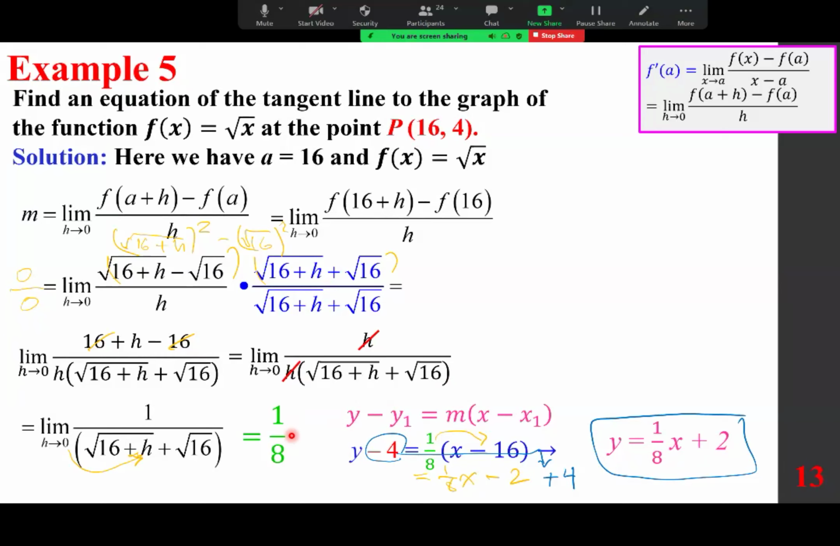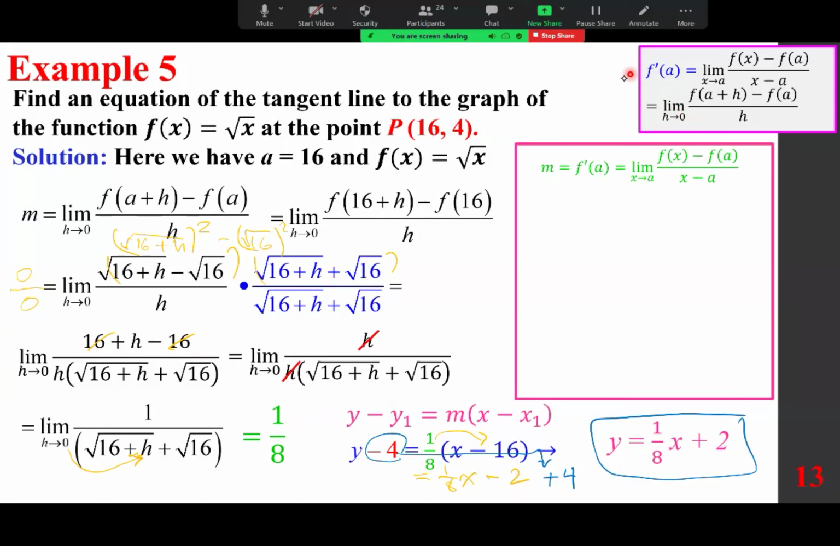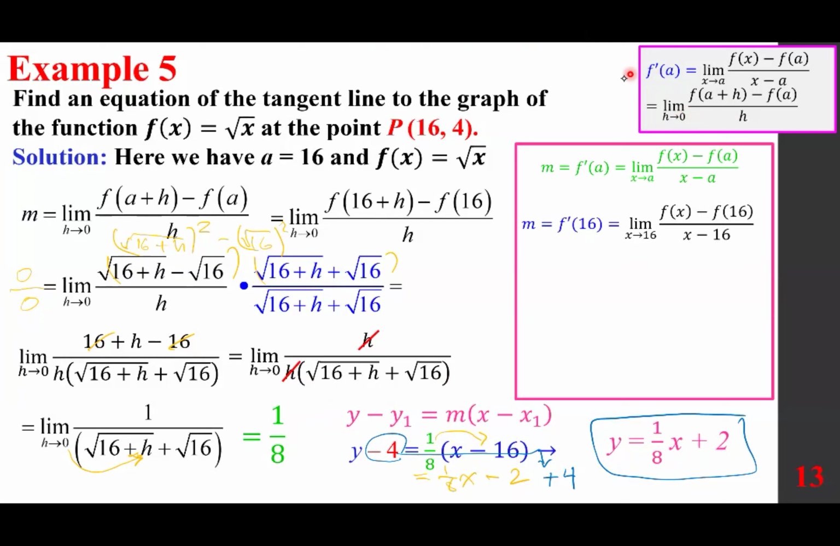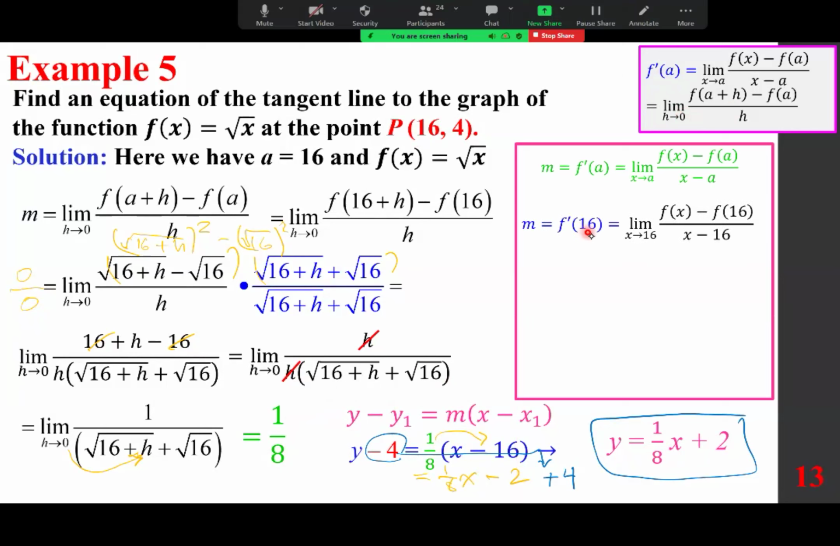Now, the slope was 1 over 8, and we used this. We are going to use the first one now for practice. Again, for practice and practice only. Therefore, m or f prime of a, in this case, f prime of 16, is the limit of f of x minus f of 16 over x minus 16 as x approaches 16. So all you have to do is replace the f of x with square root of x, and f of 16, since it's given now, with 4.